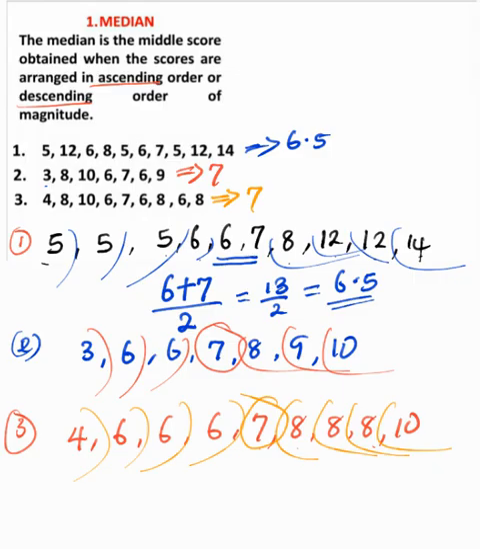Remember, once again, the median is a middle score obtained when the scores are arranged in ascending order or descending order of magnitude. Take note of this.